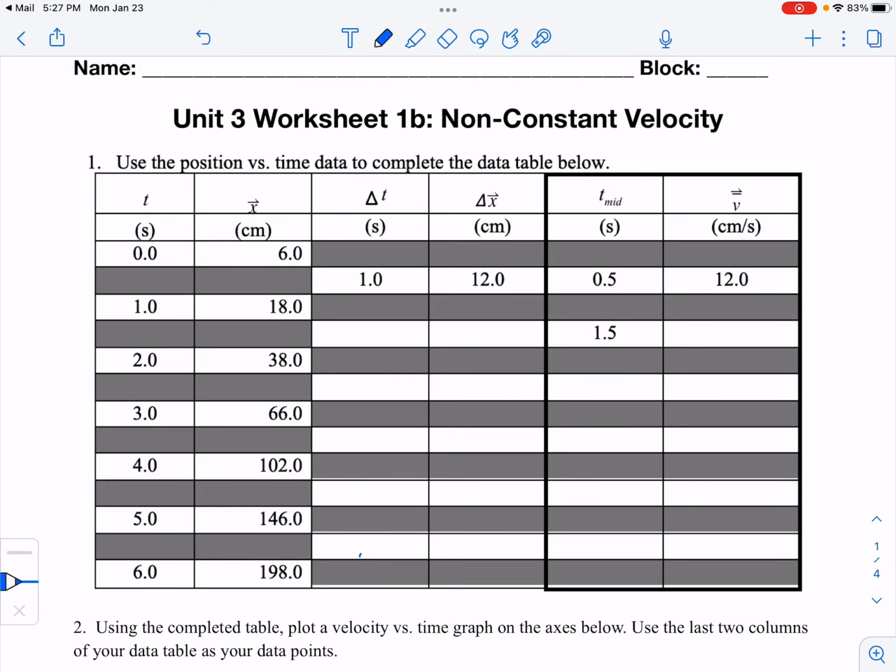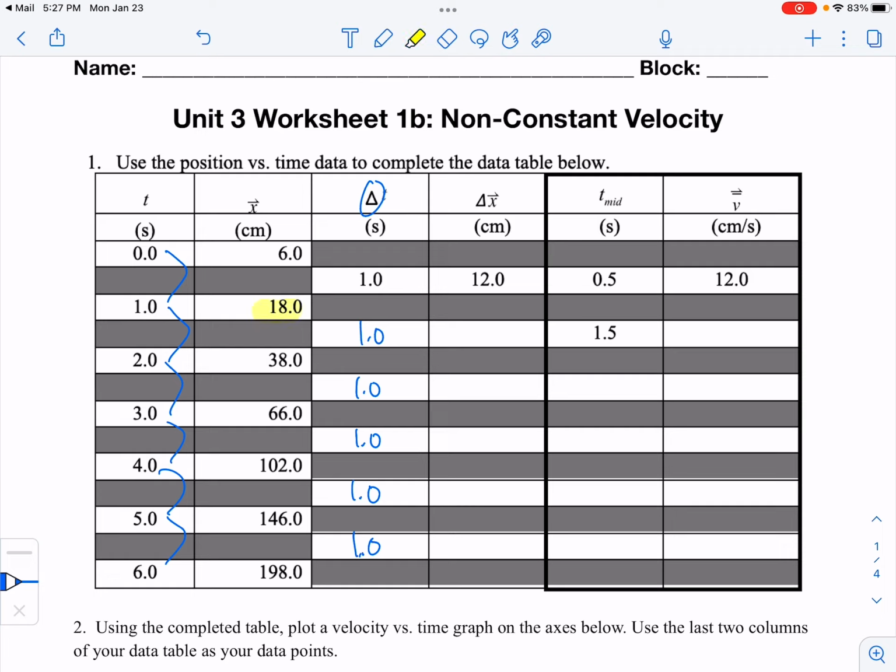All right, I wanted to go over this because this is going to be on the quick quiz. When you're filling out these tables, we're looking at the deltas, which means change in time and position. Each of these intervals is going to have a time change of 1 second.